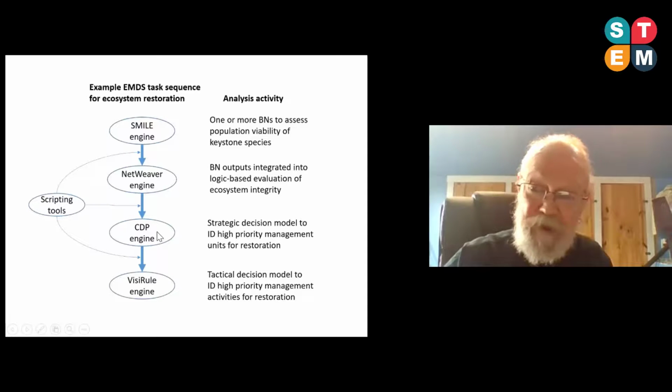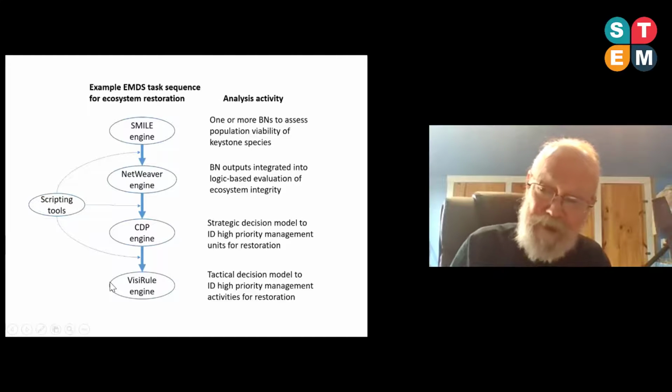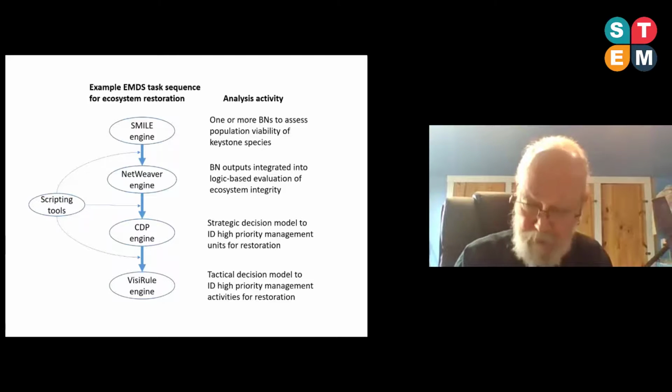So this is where the CDP engine is invoked to support a strategic decision model to identify high priority places on a landscape. And I'll do this quickly. The last little bit is we've decided where the high priority places are. The final question in a sort of mid-scale strategic analysis is, what are the high priority activities that would make sense to do in those places that you identified? And this is where the visit rule model comes in. So that's my explanation of why all these models make sense to pull together into one integrated system. And the core EMDS basically manages the interoperability of all that.